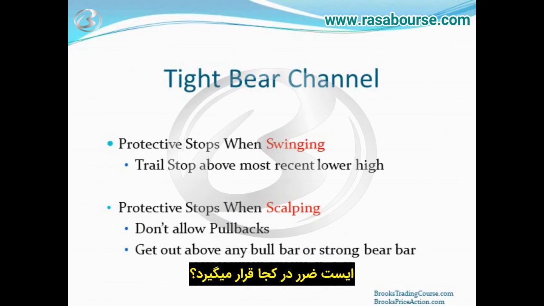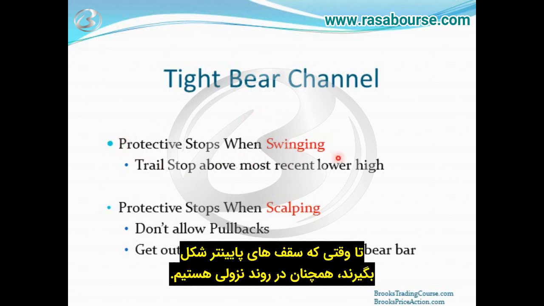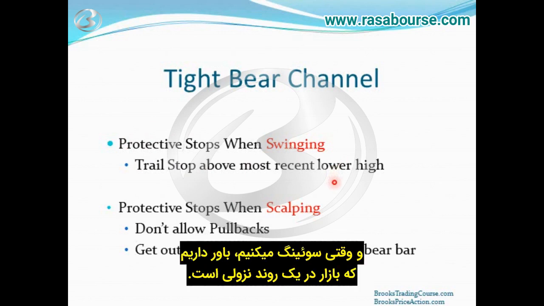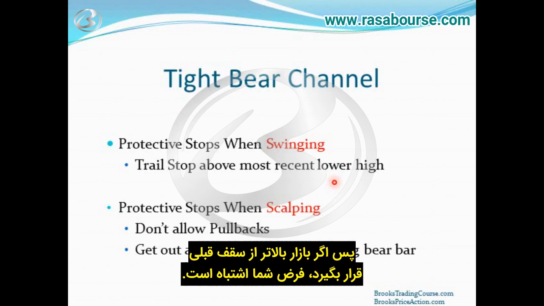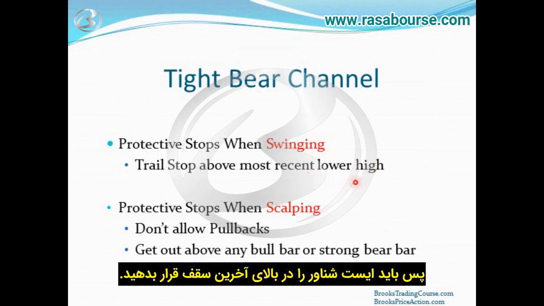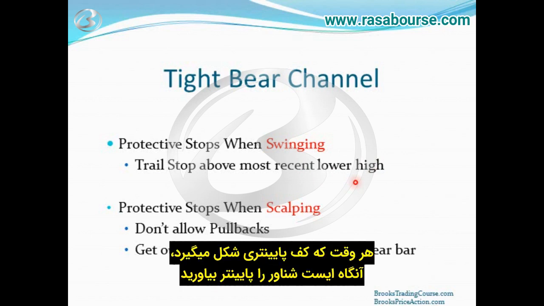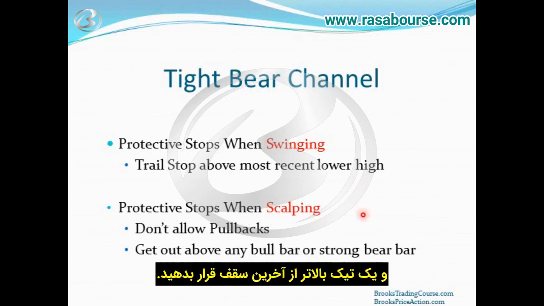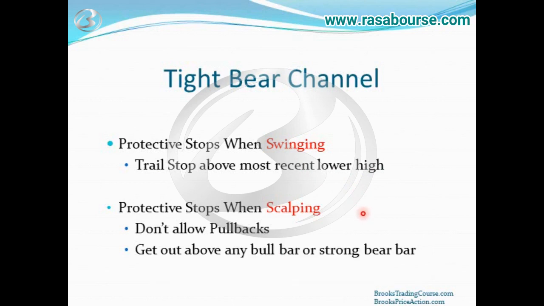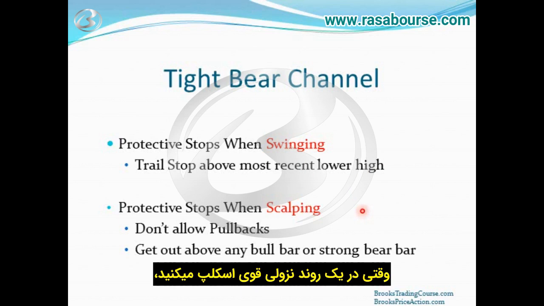Where are your protective stops? As long as the market continues to form lower highs, it's still in a bear trend. And if you're swinging, you're believing the market's in a bear trend. So if it goes above the most recent lower high, your premise is wrong. So you should trail your stops above the most recent lower high. Every time the market makes a new low, lower your stop to one tick above the most recent lower high.